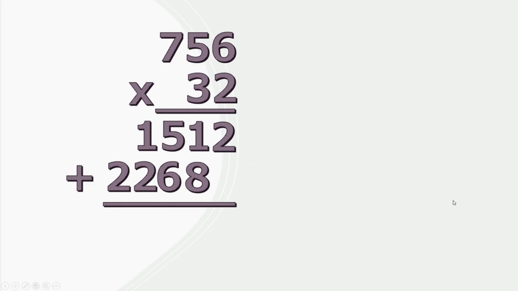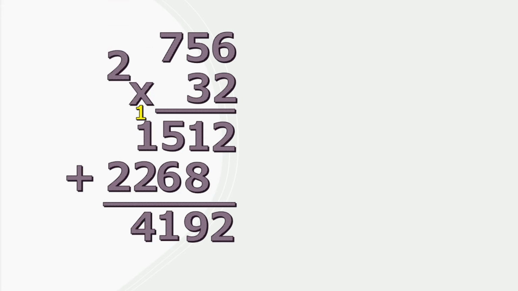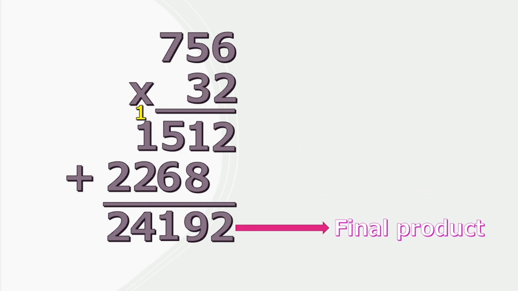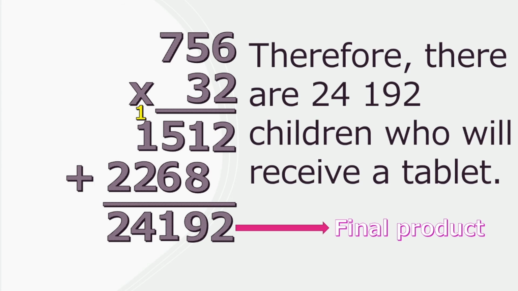Then add the partial products. Bring down 2. 1 plus 8 is 9. 5 plus 6 is 11. Carry 1. 1 plus 1 plus 2 is 4. Then bring down 2. So 24,192 will be your final product. Therefore, there are 24,192 children who will receive a tablet.